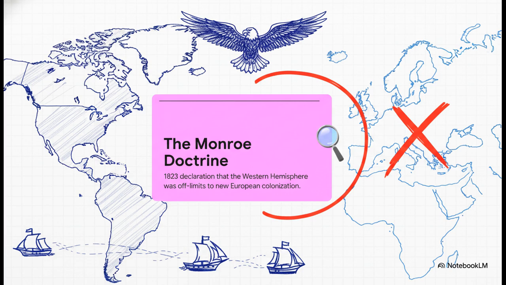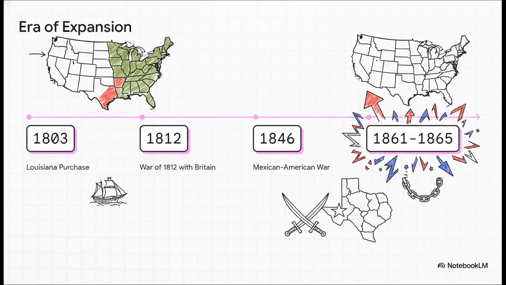Despite some really massive domestic crises, the nation's borders and overall influence just continually expanded. Look at the sheer volume of growth here. In 1803, Thomas Jefferson nearly doubled the country's size with the Louisiana Purchase.